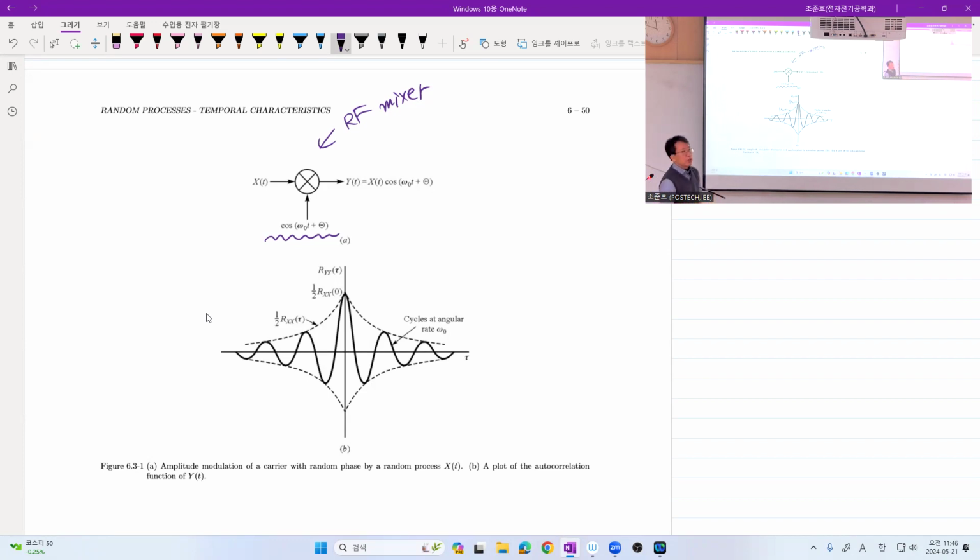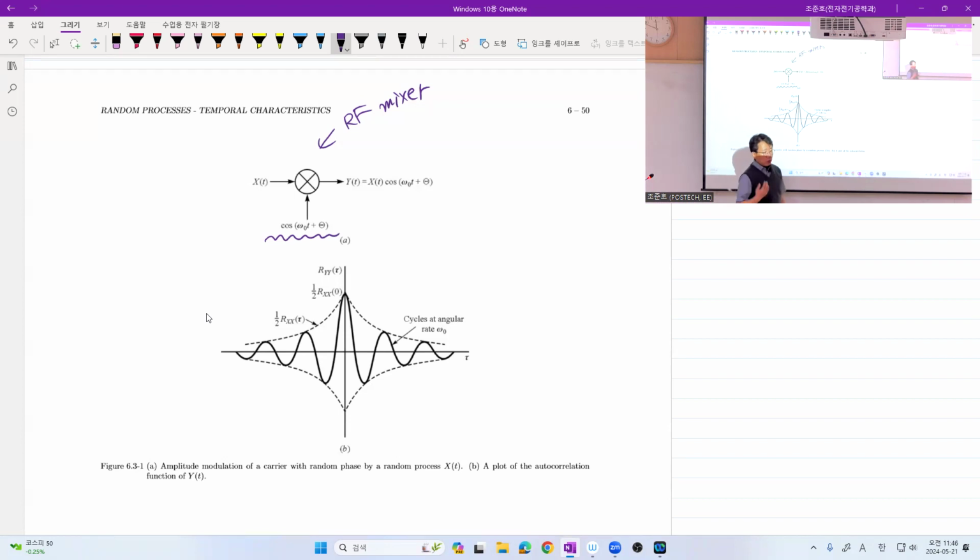Now the question is this. What if x, that is the message signal in communication, can be well modeled as a wide-sense stationary random process? So suppose x of t here is a wide-sense stationary random process. Now you multiply the carrier in order to modulate it. So your output y of t, that is still an electrical signal, is x of t times cosine of omega 0 t plus theta, or 2 pi f0 t.